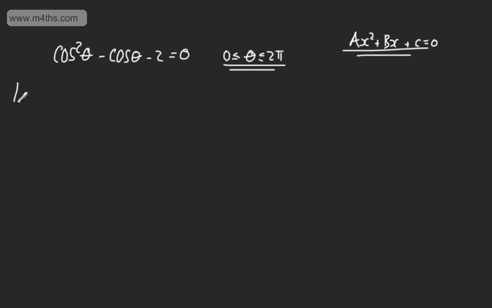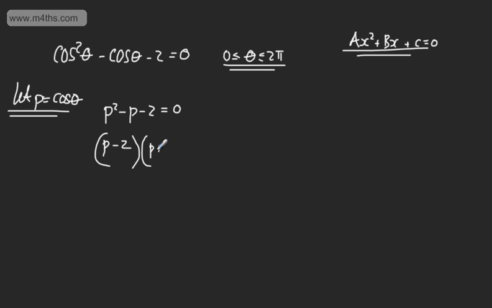If you're unsure, what you could do is let p be equal to cos theta. With this method, do remember that you're going to have to switch this back. So if we look at this quadratic, we've got p squared minus p minus 2 is equal to 0. This factors: we're going to have p minus 2, and p plus 1 is equal to 0. Let's just check that's going to work: p squared minus 2p plus p minus 2. Therefore p is equal to 2, and p is equal to minus 1.